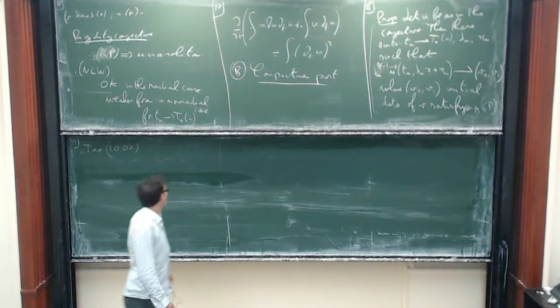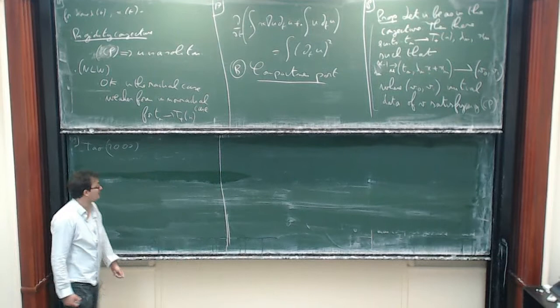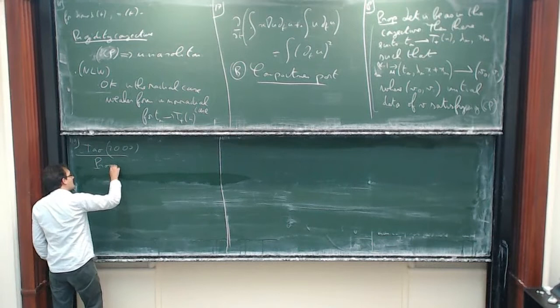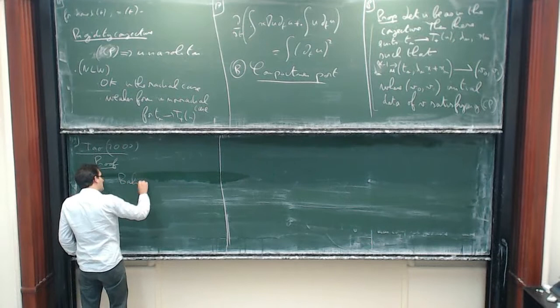But what this shows and the work of Tao shows is that the new difficult thing is to classify all the solution. For this, we have very few tools. So now let me try to give a proof of the proposition. So the important tool is a profile decomposition for the equation. In this case, it's given by Bahouri and Gérard.